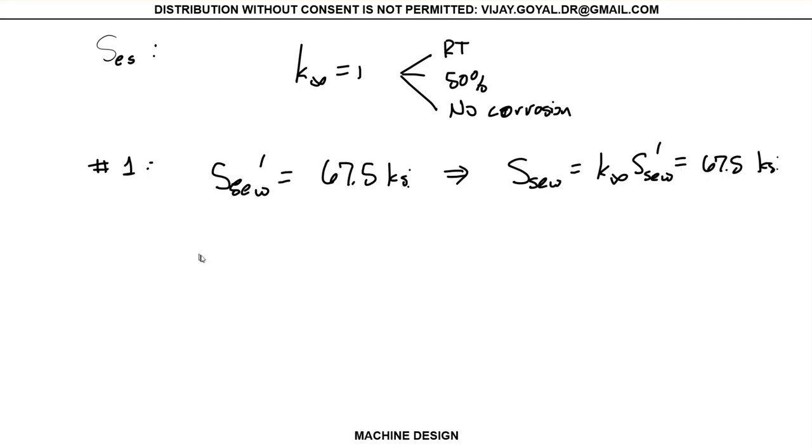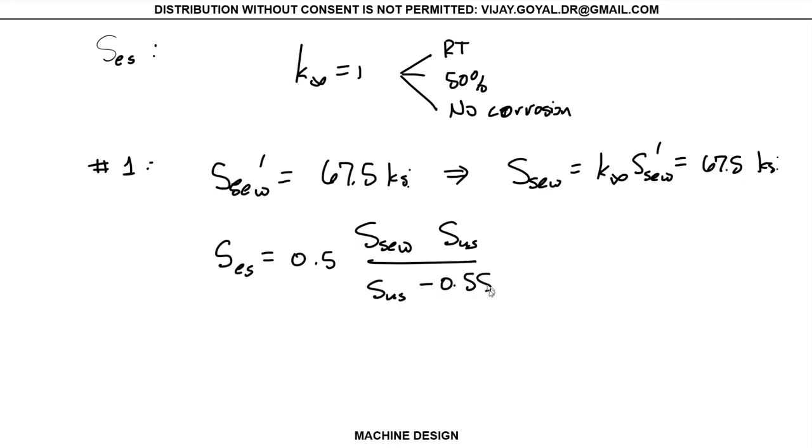Okay, and then we want to find the fully reversed endurance limit. That would be equal to 0.5 S_SEW times S_SUS divided by S_SUS minus 0.5 S_SEW. We got all those values, so we can plug them in. It's all given in detail in the handout that's available for you online. That gives you 48. So I get an SE value of 46.